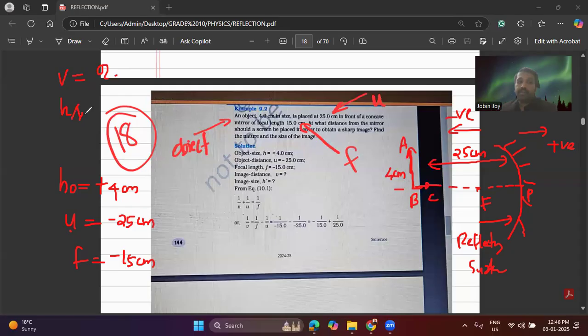Size of the image means hi. Hi is equal to question mark. Okay, we have two equations, right? What are the two equations? 1 by f is equal to 1 by u plus 1 by v.